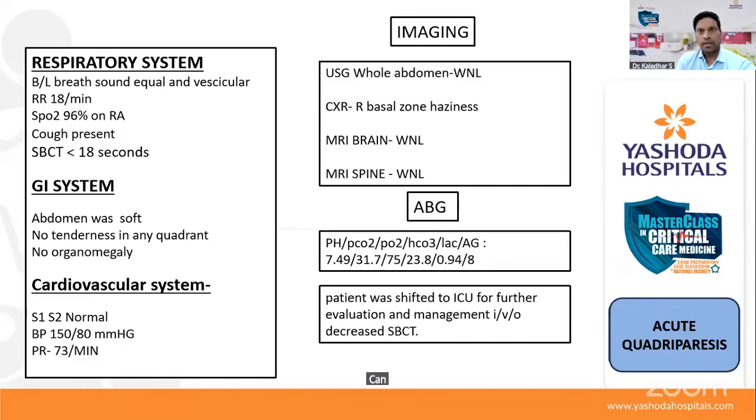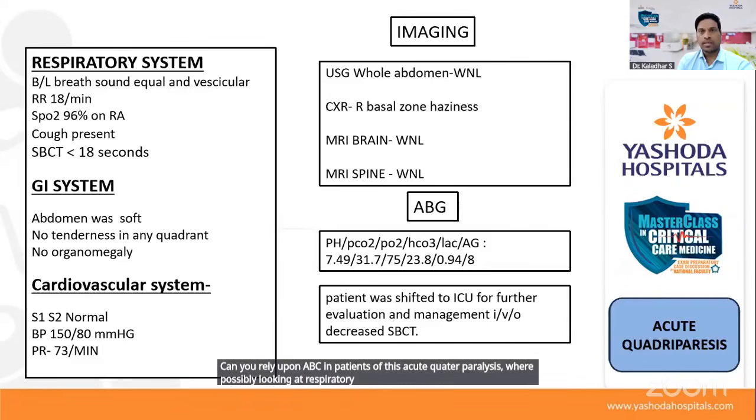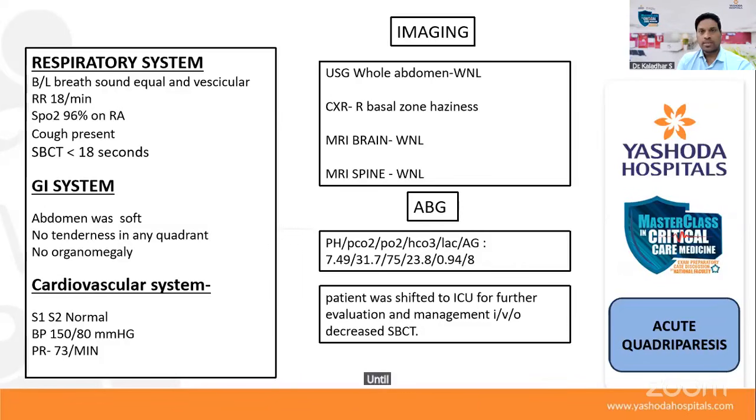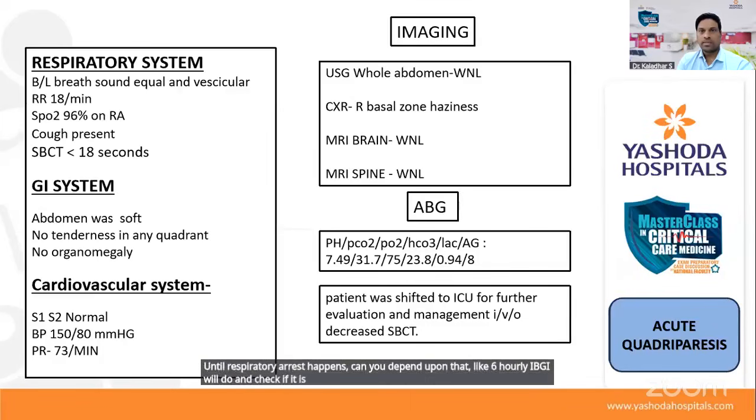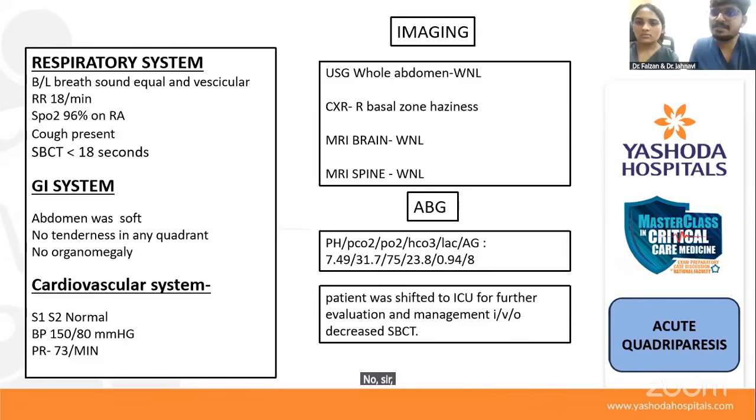Can you rely upon ABG in patients of this acute quadriparesis, where possibly respiratory muscle involvement is there until respiratory arrest happens? Like 6 hourly ABG, I will do and check if it is worsening, it means that the patient is worsening. Can you rely upon that, or is clinical assessment better? No, sir. Assessing bedside respiratory function will be better than relying on ABG, sir.